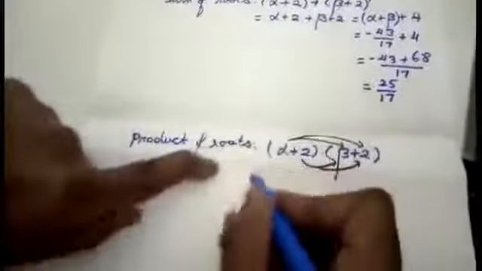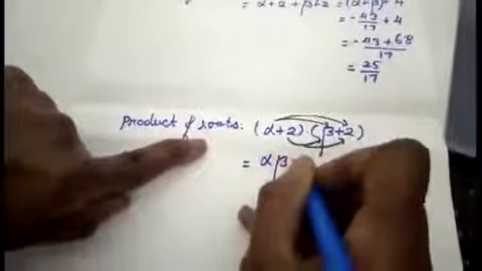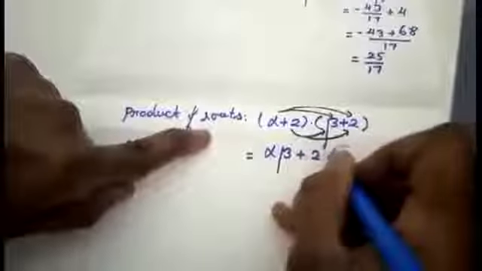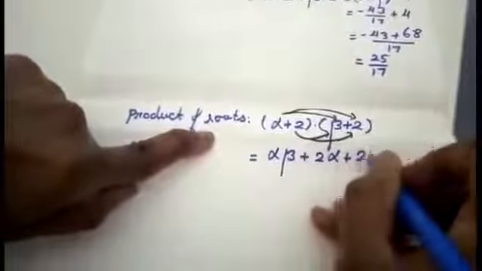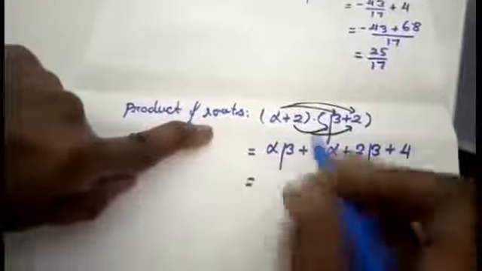Just see here, I am going to do the calculation in this way. That is alpha into beta plus 2 alpha plus 2 beta plus 4. So what is the value I am going to get here? Alpha into beta, I know what is the answer I am getting here. Minus 73 by 17, students. For alpha into beta, I am going to write the value directly here.